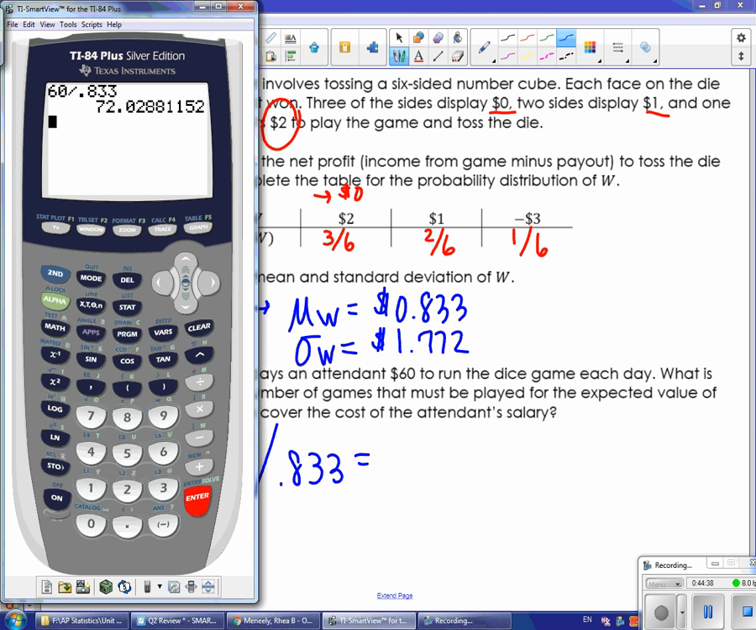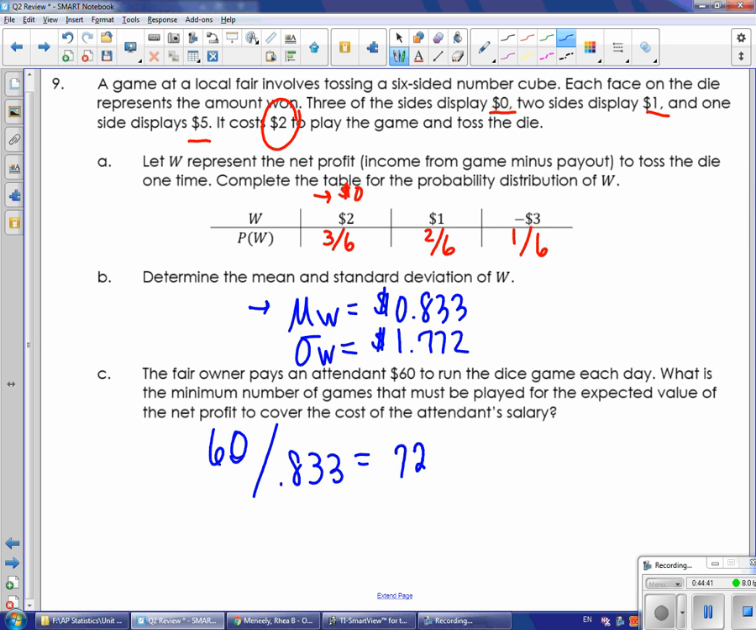72.028. Now this is a rounded value. In fact, if you were to calculate the probability exactly, this number is exactly 72. And 72 games will actually help you break even. If you do happen to get a decimal like you do here, you always want to round up. So it would be more appropriate to say 73 games because you need at least 73 games to break even. In this case, though, 72 is the actual answer, but based on the rounding error here, you'd want to say 73 games. You'd always want to round up.